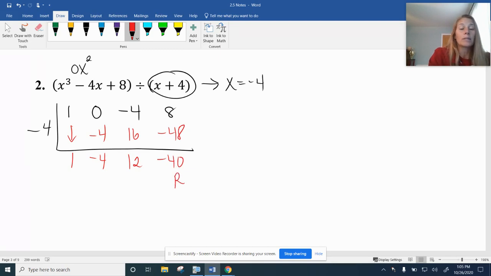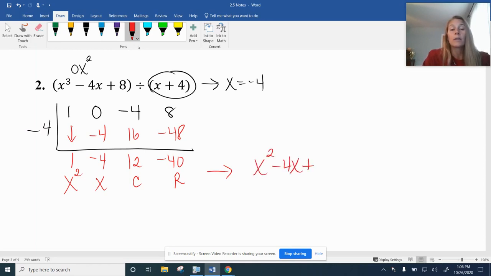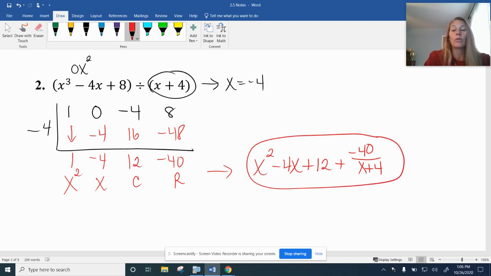Again, that represents my remainder. The 12 represents my constant. The -4 is my x coefficient, and the 1 is my x squared coefficient. So I can write my answer, x squared minus 4x plus 12, and then adding my remainder, which is -40 over, written as a fraction, over x plus 4, because that was my original divisor right here in the original problem.